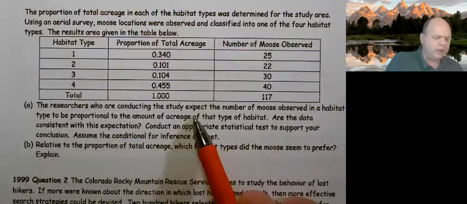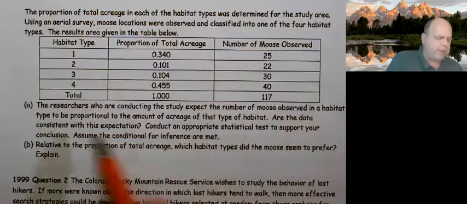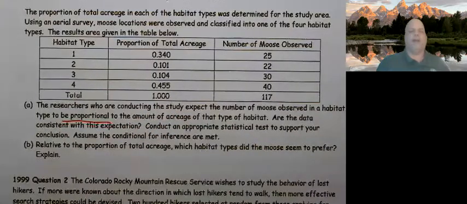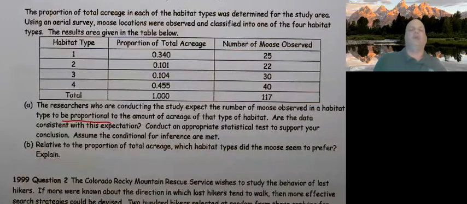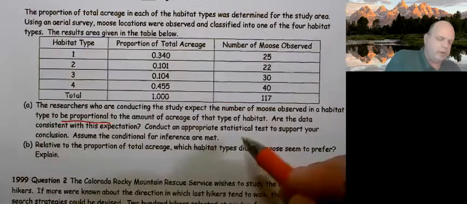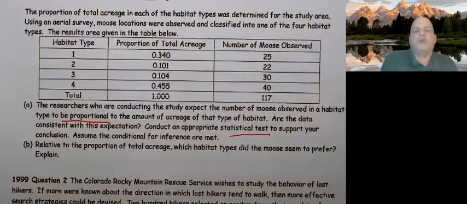Researchers who are conducting this study expect the number of moose observed in a habitat type to be proportional to the amount of acreage of that habitat. Are the data consistent with this expectation? Conduct an appropriate statistical test. So we know we have to do a stat test to determine whether or not it's proportional.